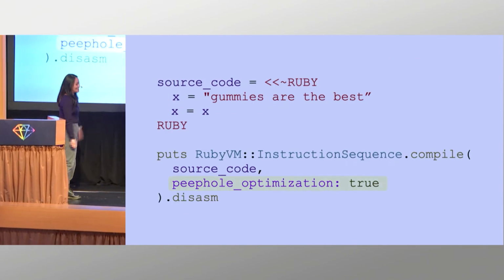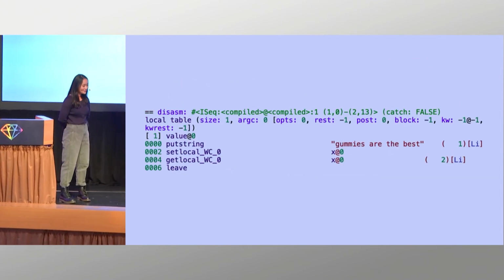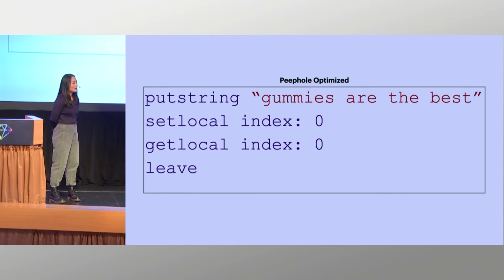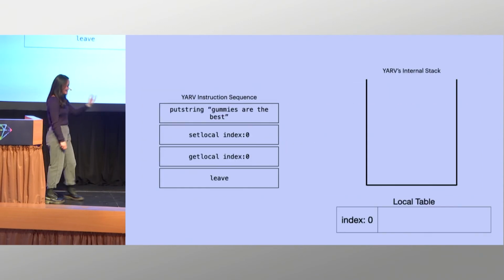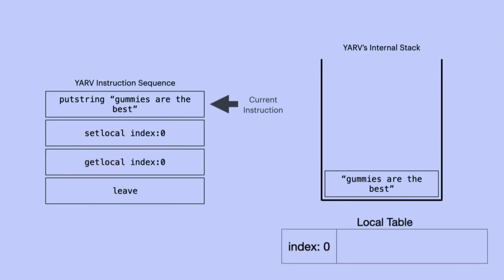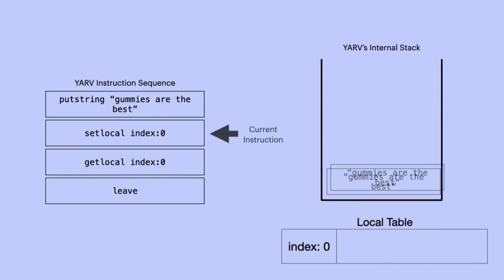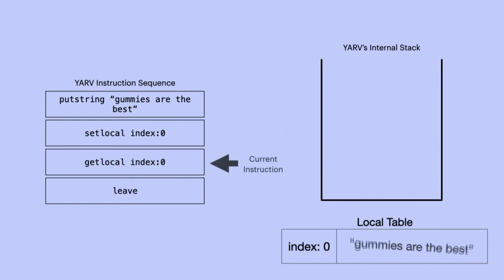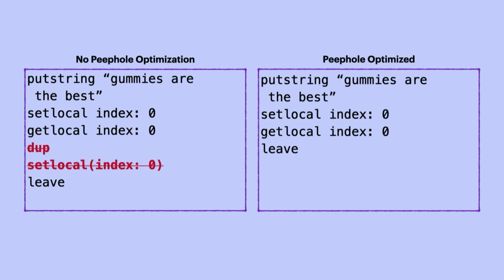So with Peephole optimization turned on, this is the output. This is the instruction sequence. Let's take a look at how the Ruby VM would execute it. And you can pretty much see where I'm going with this. We push "gummies are the best" onto the stack, set the local variable, and then get the local variable, which is the x equals x part of the Ruby source code. And then we leave. So this is the difference between optimization and no optimization.